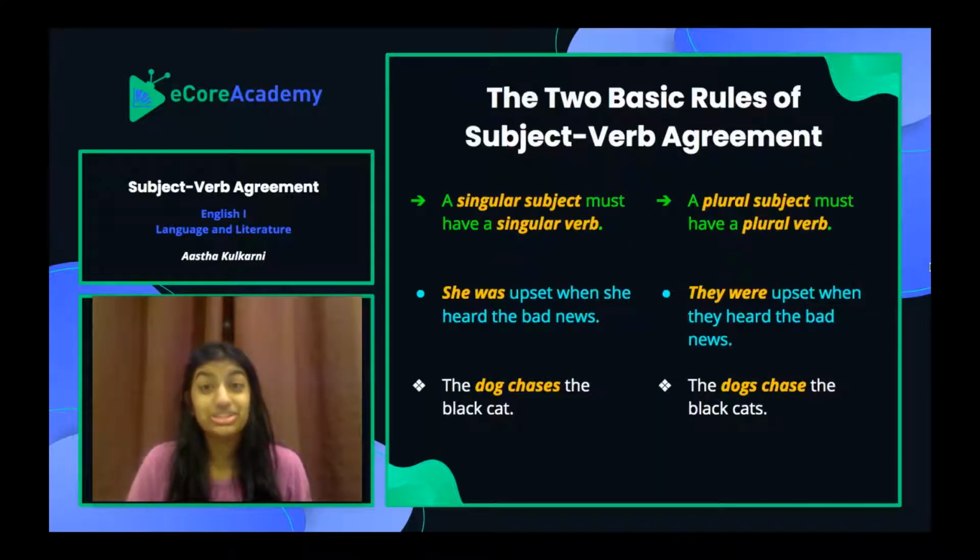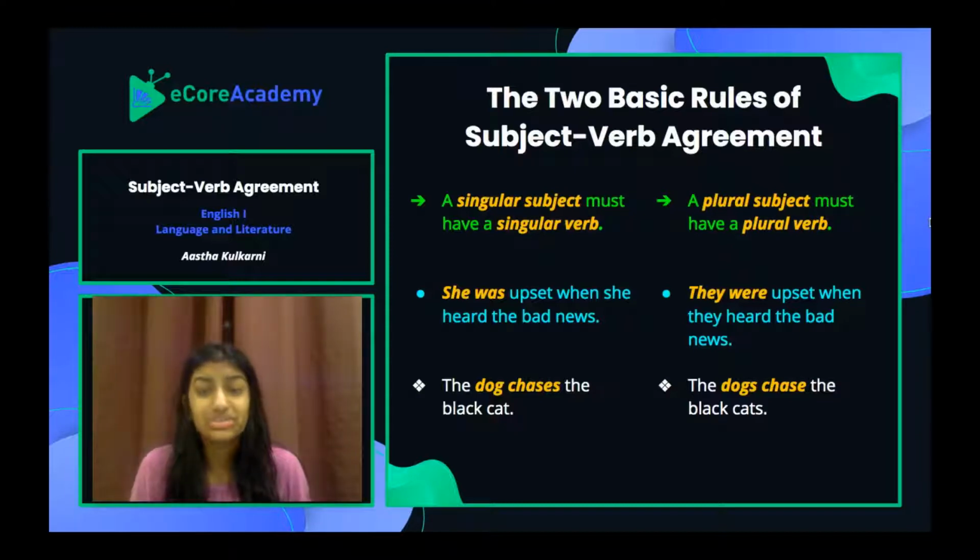So let's move on to the basic rules of subject-verb agreement. They're the ones here on the top in green. They're basically the same rule, but varied for two different situations. On the left, we have a singular subject must have a singular verb. And then on the right, we have a plural subject must have a plural verb. Makes sense, right? You would think that anyways.